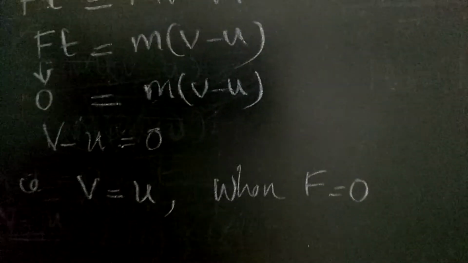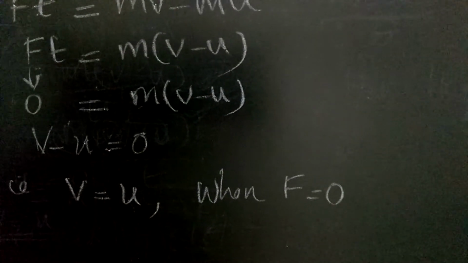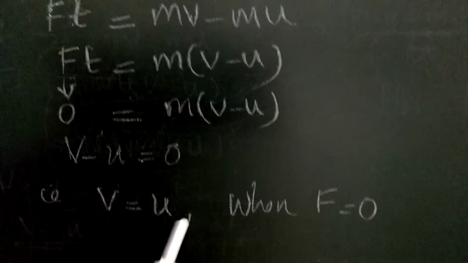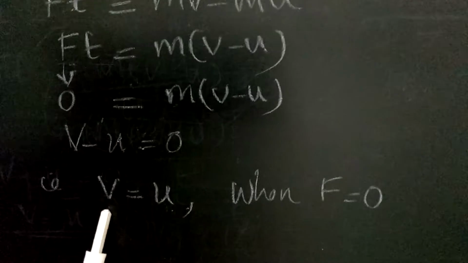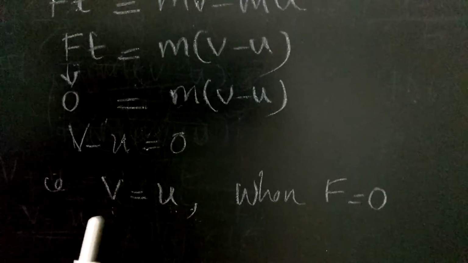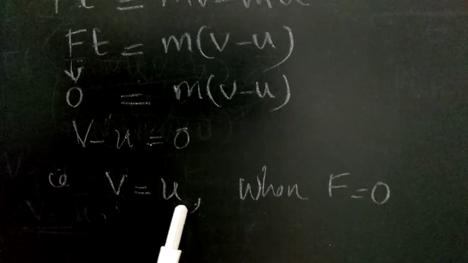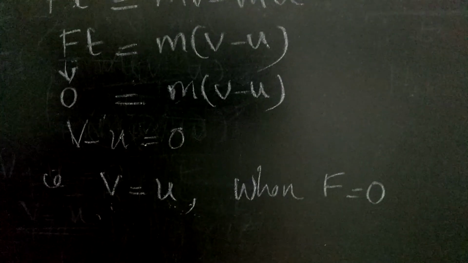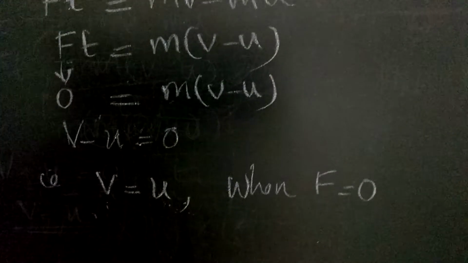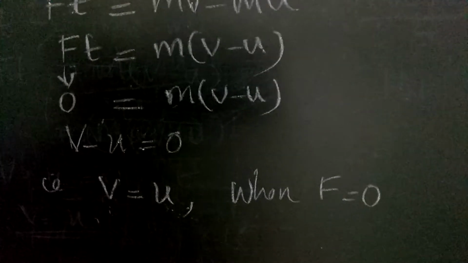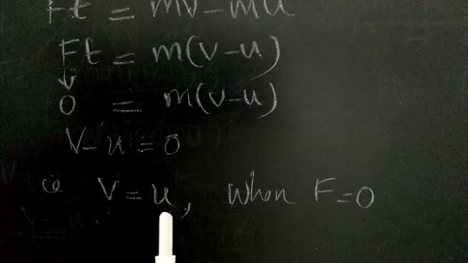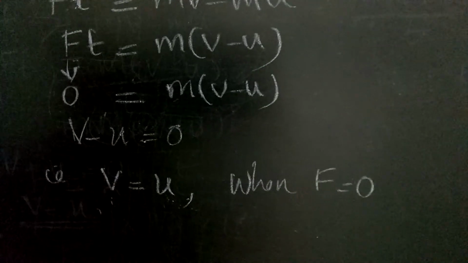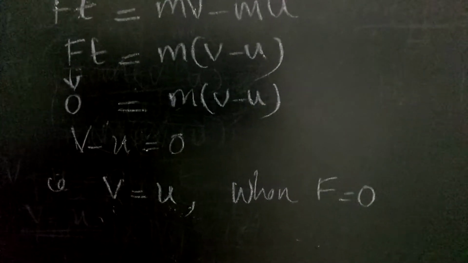That shows if there is no external unbalanced force, then the initial velocity u will be equal to the final velocity v. That means velocity is always constant. So if it is in uniform motion, then that velocity remains constant during the motion. If the object is at rest, that means u is 0, so v is also 0. So the object remains in the same state of rest.